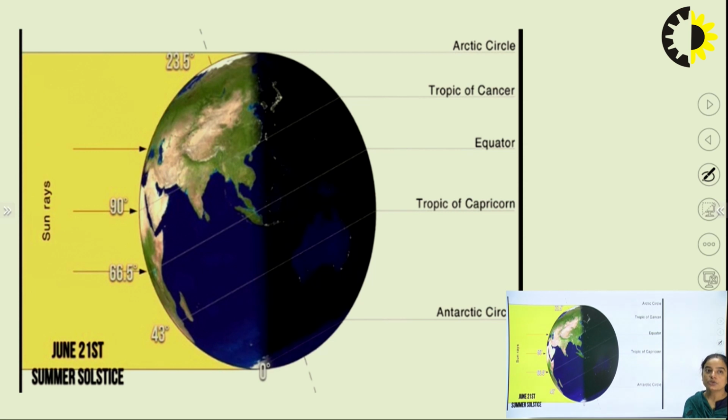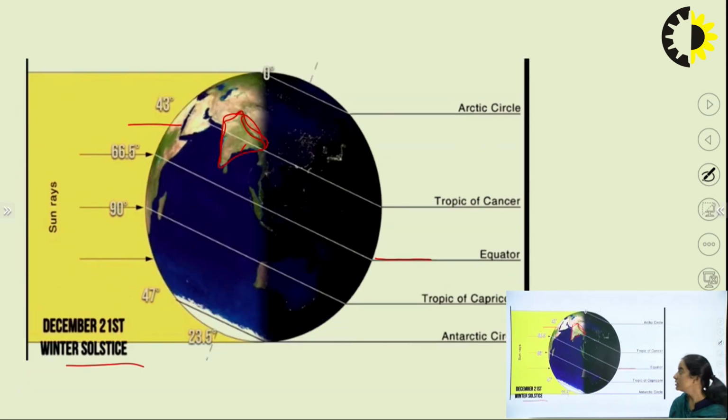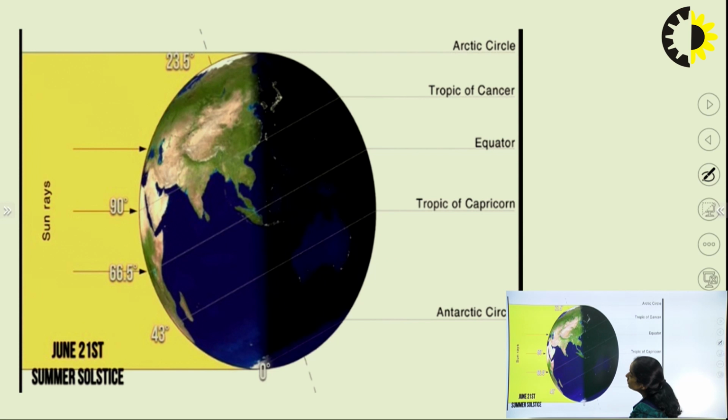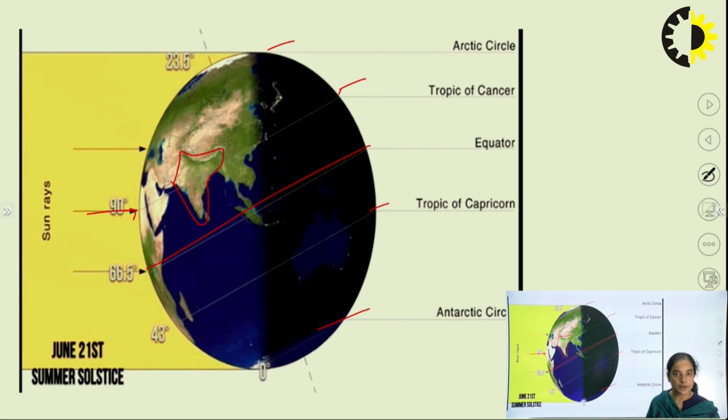See, this is during the summer, this is during the winter, and this is during the summer. In this case also this is our position, and here this is 90 degree. So this is the equator position, Tropic of Cancer, the Arctic Circle, Antarctic Circle, and this is the Tropic of Capricorn. So in this summer also we are receiving enough sunlight.